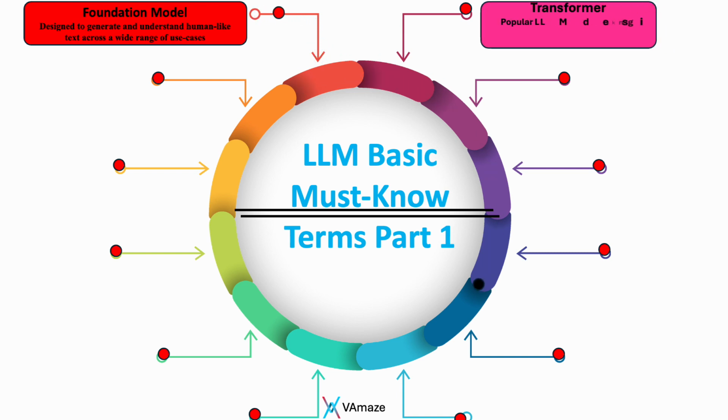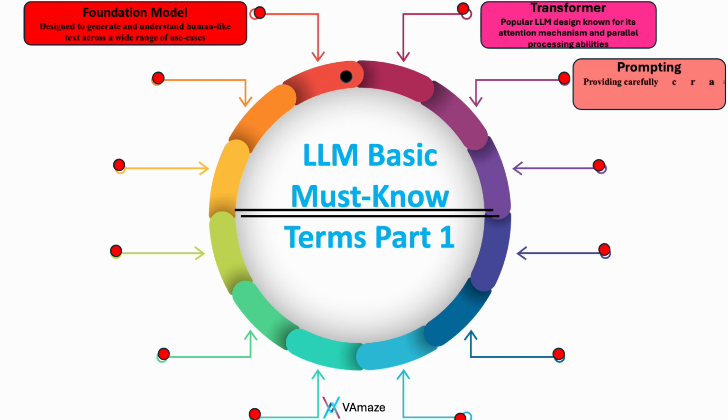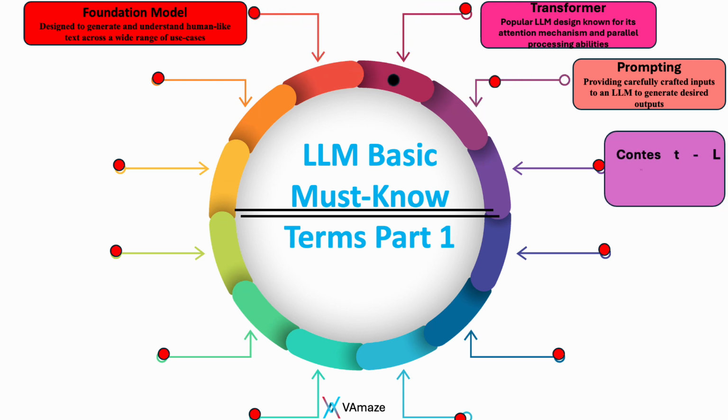The next one is the transformer. This is one of the most popular large language model architectures, designed for its attention mechanism and parallel processing abilities. It is most widely used today for large language models like ChatGPT or Gemini, etc. The next one is prompting. Prompting is the technique of providing carefully crafted input to an LLM to generate the desired output.